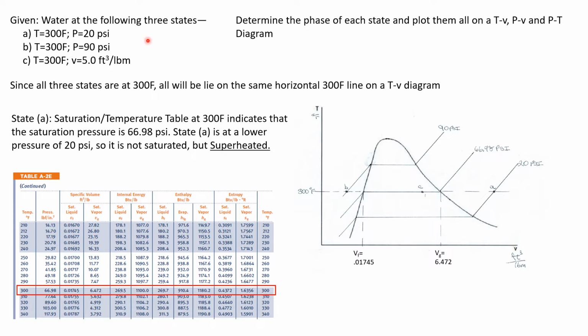Well, what about state A? At 300 degrees Fahrenheit and 20 psi, state A will exist where this 300 degree Fahrenheit line crosses the 20 psi line. So state A is going to be right here. And state B is 300 degrees Fahrenheit and 90 psi. So it will exist where the 90 psi line crosses the 300 degree Fahrenheit line. So that's where state B lies. And we got all this data from the saturation curve at 300 degrees Fahrenheit.